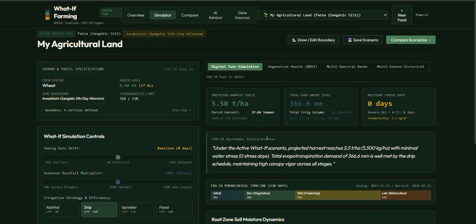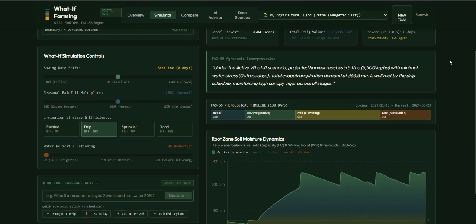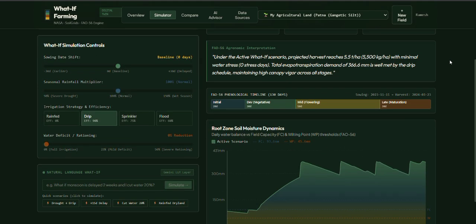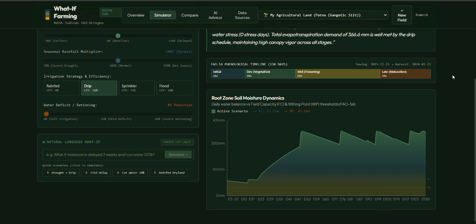The simulation is one half of the picture. The other half is satellite verification. This tab pulls real Sentinel-2 satellite data for the field: NDVI, a measure of plant vigor, canopy chlorophyll, and moisture index, all at 10-meter resolution. This scrubber moves through actual satellite overpass dates across the season, from sowing to peak canopy to harvest, so you can watch the crop's real health trajectory, not simulated, observed from space.